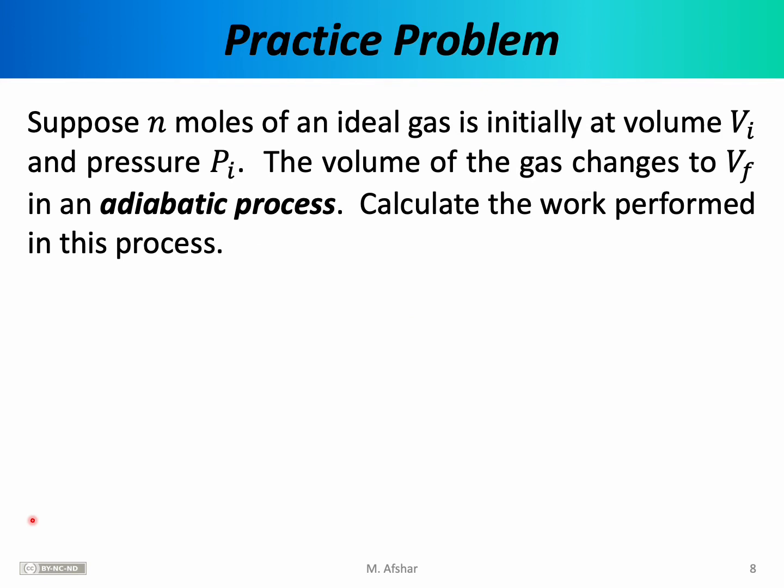Let's now look at the last of the 4 fundamental thermodynamic processes, the adiabatic process. As before, we have n moles of an ideal gas, and we assume that the initial state of the gas is described for us. So we assume that we know what the initial volume and initial pressure of the gas are, and we are manipulating this ideal gas in an adiabatic process.